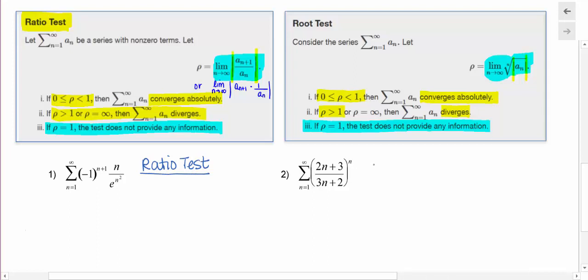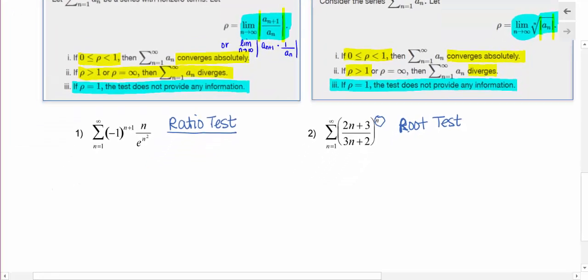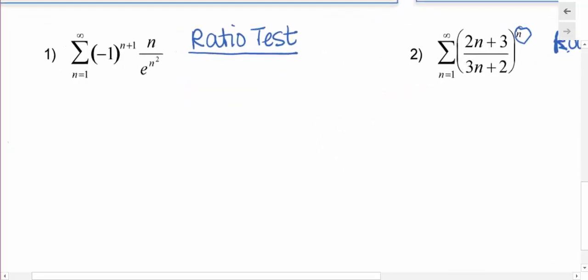Whereas number 2 is going to be a perfect candidate for the root test. And it's a perfect candidate for the root test because, as you can see, my whole series pattern, 2n plus 3 over 3n plus 2, is raised to that nth power. So me taking the nth root of that is going to be very helpful. So let's just get started so you can see how this works.